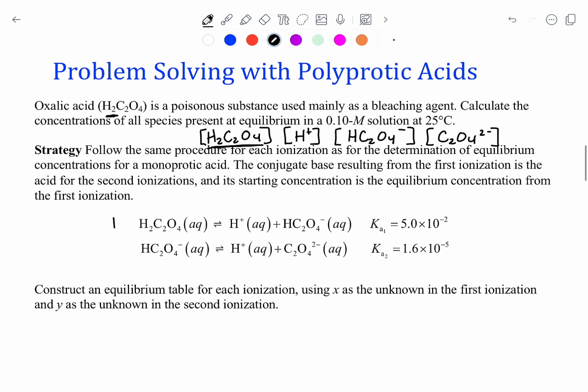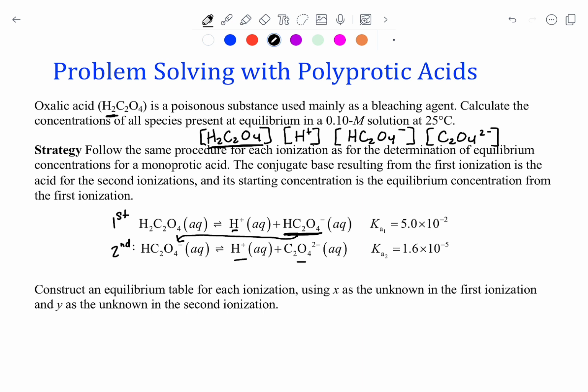So our first one is here. We have oxalic acid removing 1 hydrogen and creating HC2O4 minus. And then we also have our second ionization where our conjugate base here is now used as a reactant, and we get H plus and C2O4 2 minus.